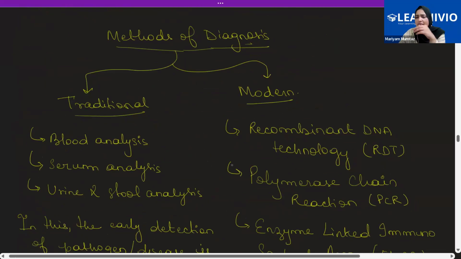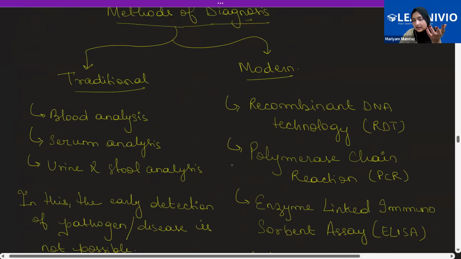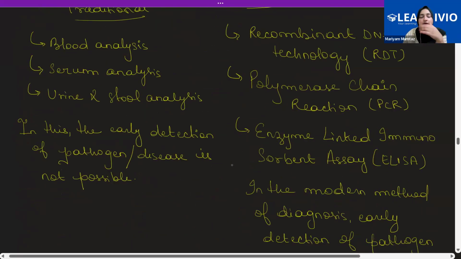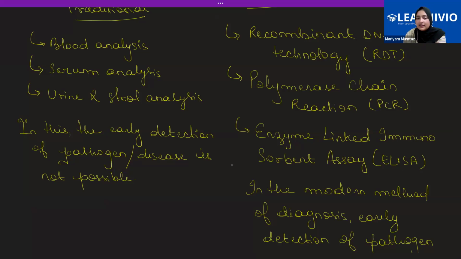So let us see diagnosis methods. The traditional, basic method is the blood test. If there is a high WBC count, low platelets, like that, you can find out whether or not a person has any disease. So there's blood analysis, serum analysis, urine and stool samples, which are taken for testing. In this, early detection is not possible. Early detection means much before the pathogen has increased. These things are detected only when the pathogen has increased a lot and you have started to show symptoms.